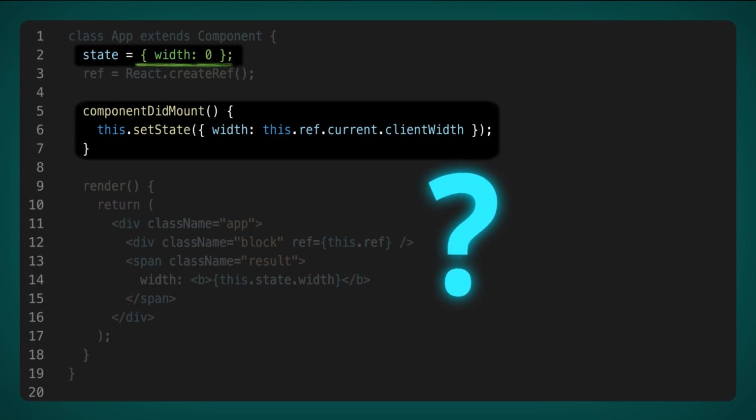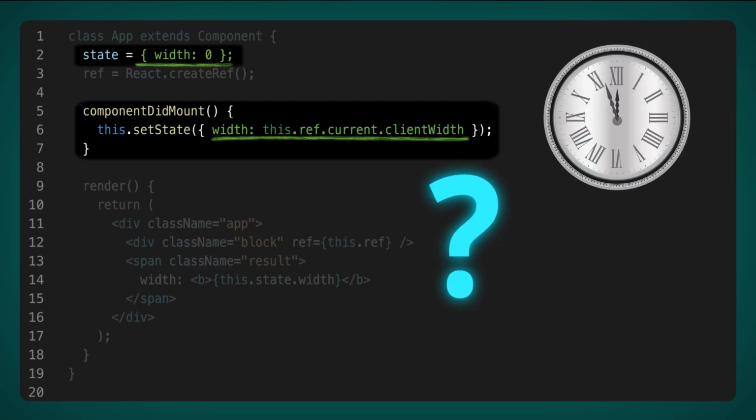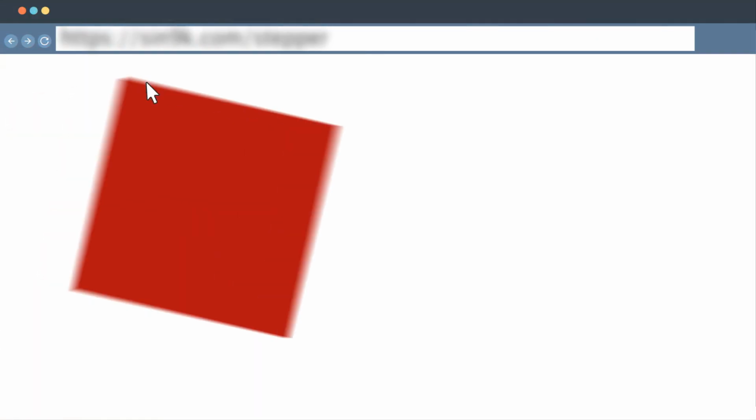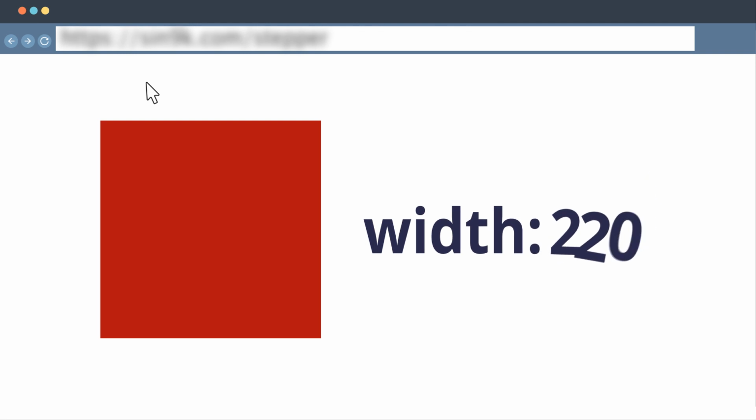Will the width initially be 0 and then quickly change to the actual value, or will we immediately see the actual width of the block? Take a minute to think about it. And the correct answer is, the width will immediately display the number 220 without an intermediate value of 0.